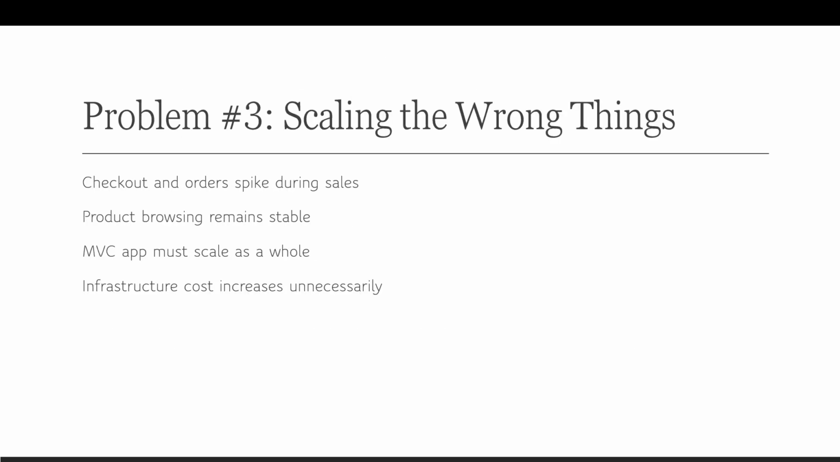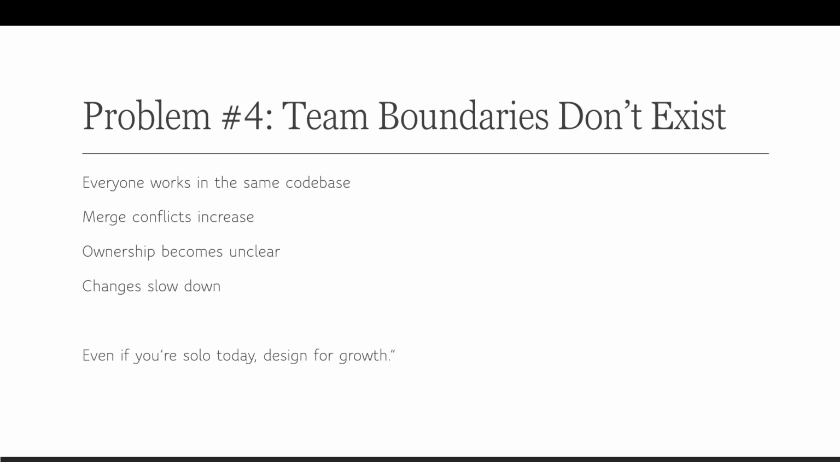The second thing is scaling the wrong things. Let's say there is a sales season. Only checkouts and orders will get a spike, but product browsing will remain the same. But as an MVC application, we have to scale the whole application. So this is one more issue. You have to scale the whole thing. You can't just focus on one area.